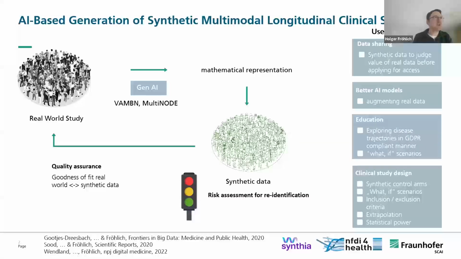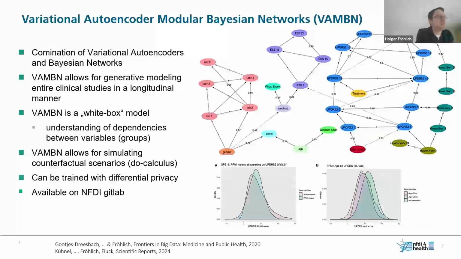So as also mentioned before by Fabian, in practice, what we use here as a generative AI approach in NFDI4Health is a method which we call variational autoencoder modular Bayesian network. So this is a combination in essence of two different approaches. It's a kind of hybrid approach between so-called variational autoencoders and Bayesian networks.